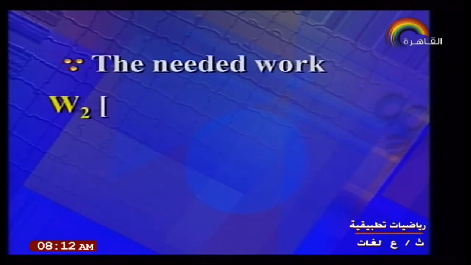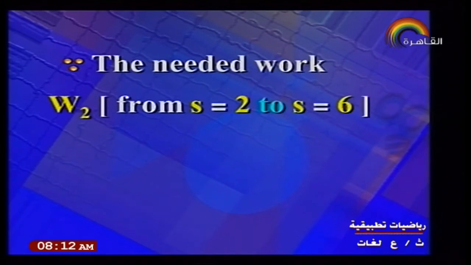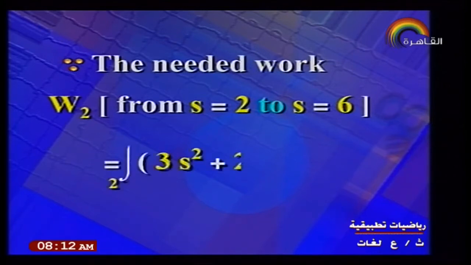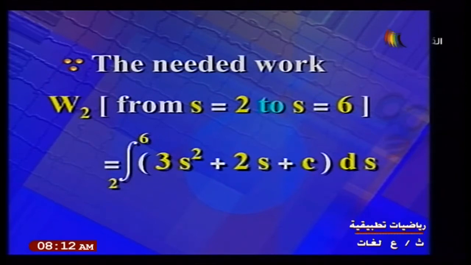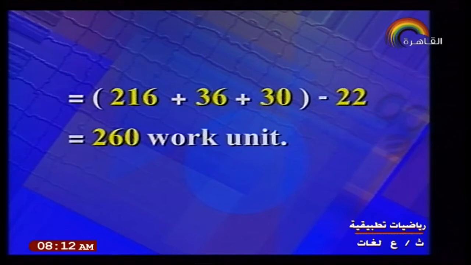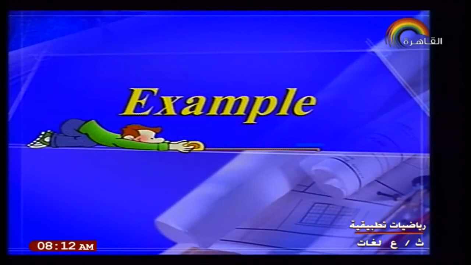After that, the needed work from s equals 2 to s equals 6. We find the integration from 2 to 6 of 3s power 2 plus 2s plus c ds. After that, by using integration and substituting, the work done is 216 plus 36 plus 30 minus 22 equals 260 work units. Another example.